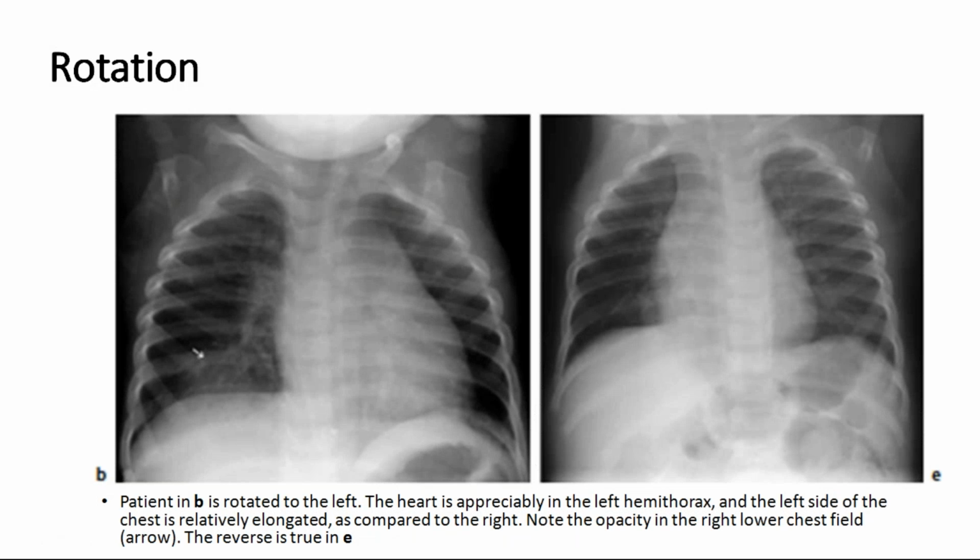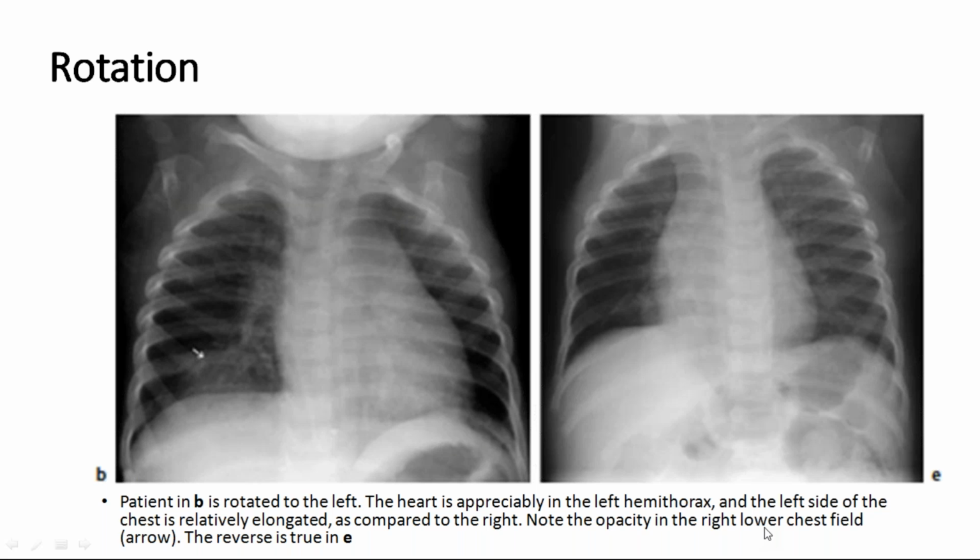Next is rotation. Apart from film centering, the child may have rotated because they keep on moving. So B is rotated to the left actually. The child has turned a little to the left. The heart appears more in the left hemithorax, and the left side of the chest is relatively elongated. So it appears longer as compared to the right side.